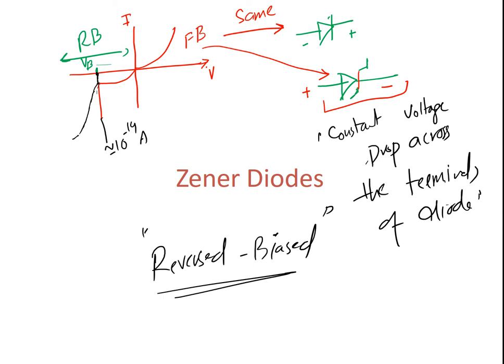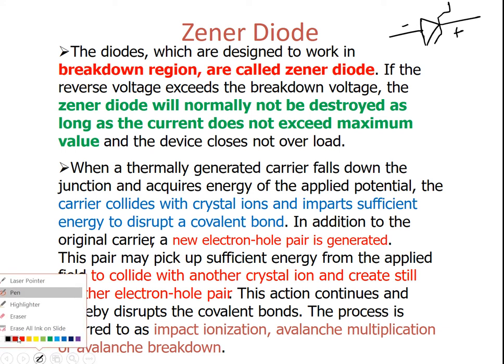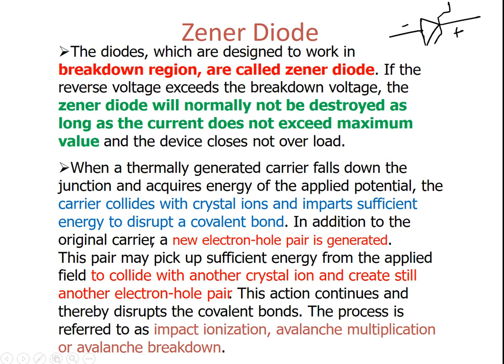Now let's see more details. This chapter is focusing on the Zener diodes. As I said earlier, the diodes which actually work in the breakdown region are called Zener diodes. So basically what is happening here? For example, this is my diode. When we supply the negative and positive in this configuration, it becomes the reverse biased operation.